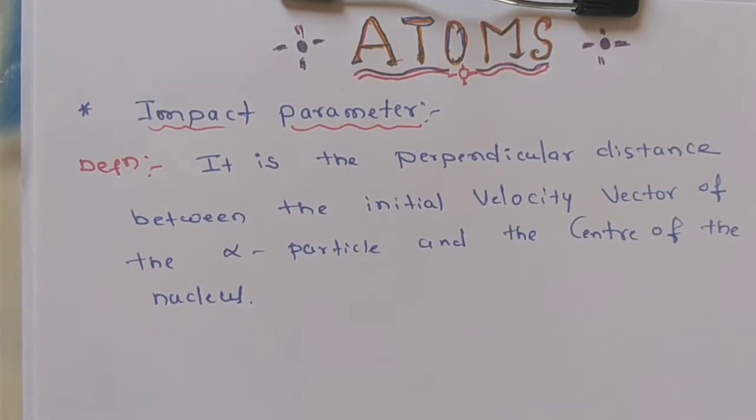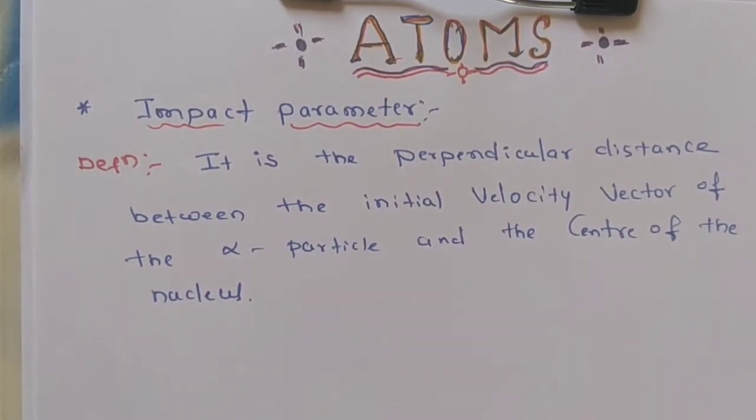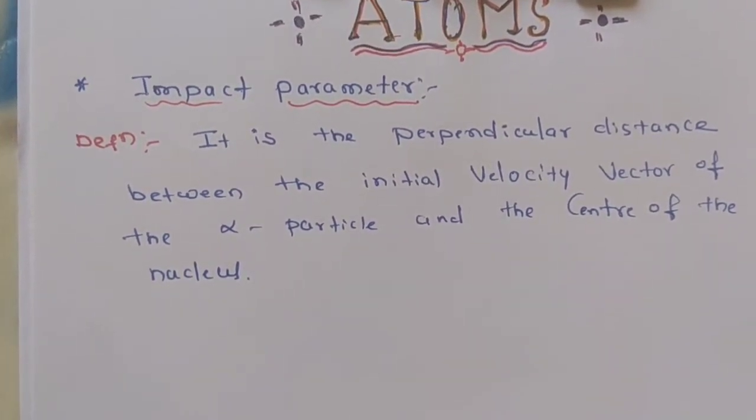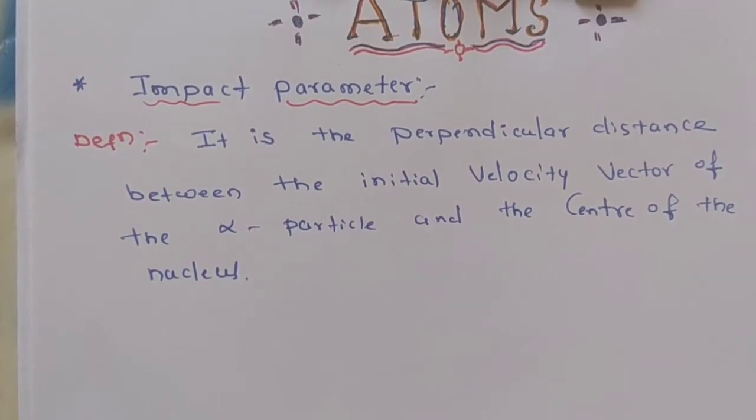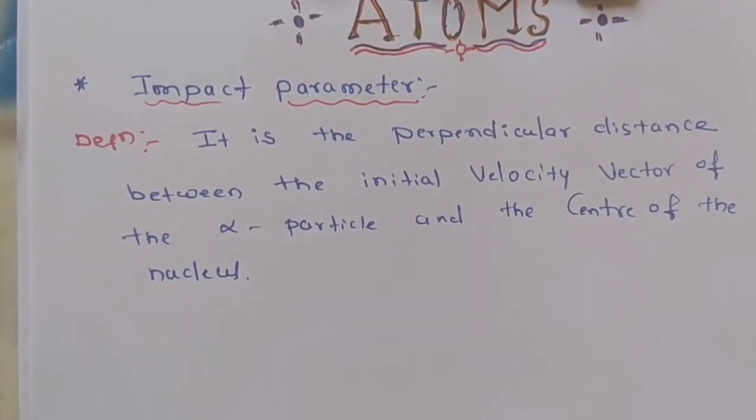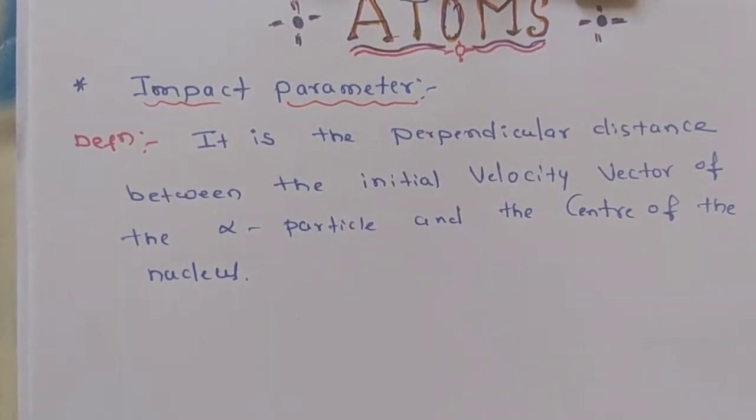We already know, from the Rutherford alpha particle experiment, we concluded that when the alpha particle is far away from the nucleus, it moves in a straight line without deviating because less repulsive force acts. When the alpha particle comes near the nucleus, it is scattered at a larger angle because of the repulsive force between the alpha particle and the nucleus.